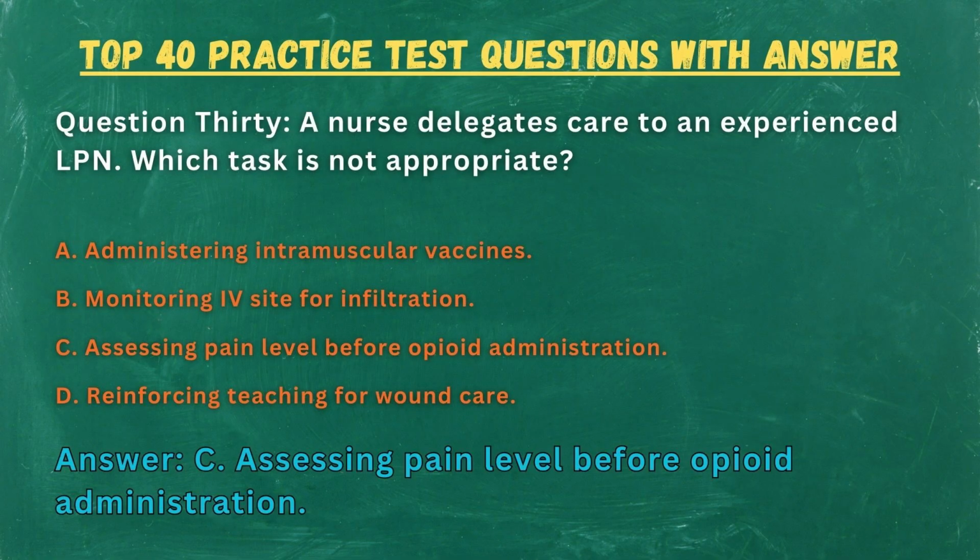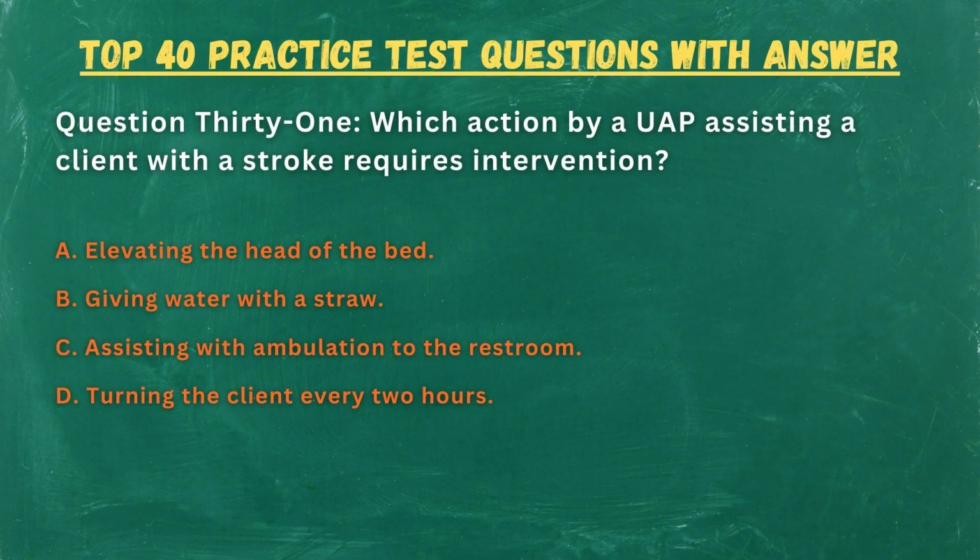Answer: C. Assessing pain level before opioid administration. Question 31. Which action by a UAP assisting a client with a stroke requires intervention? A. Elevating the head of the bed. B. Giving water with a straw. C. Assisting with ambulation to the restroom. D. Turning the client every 2 hours.